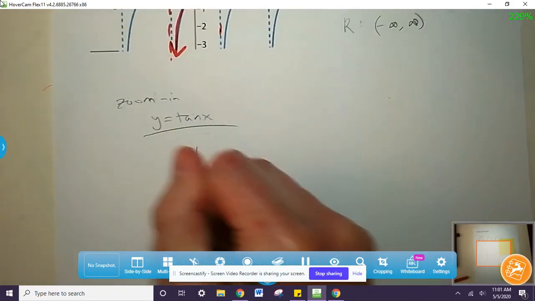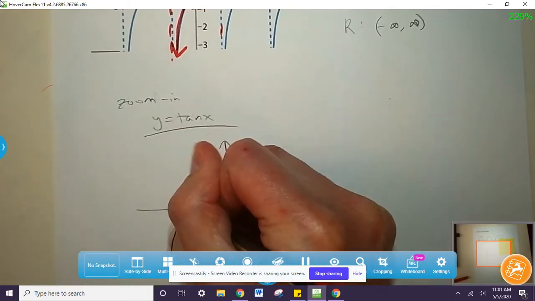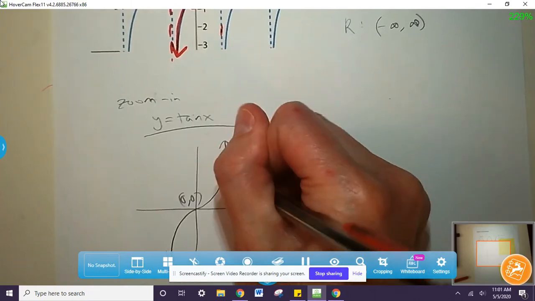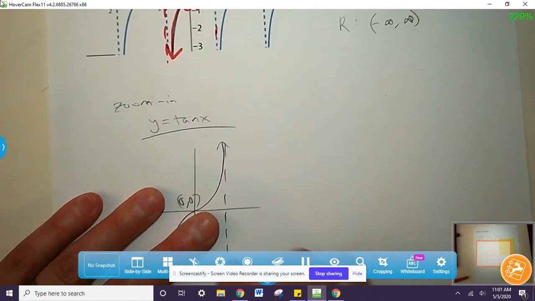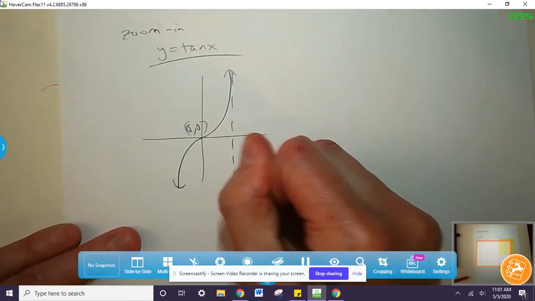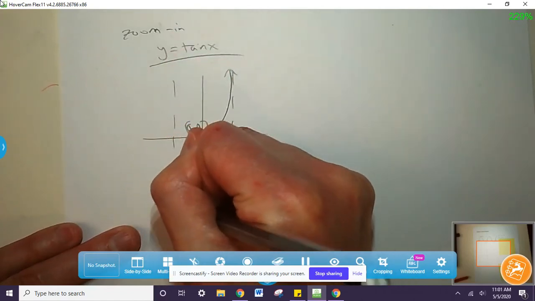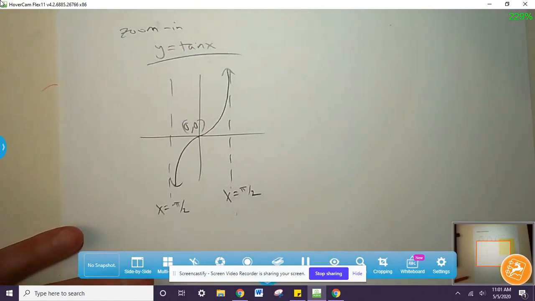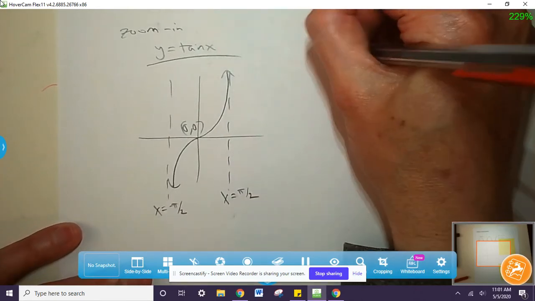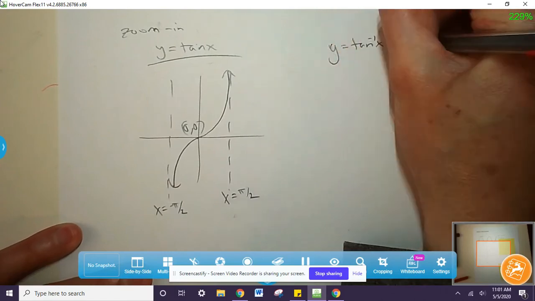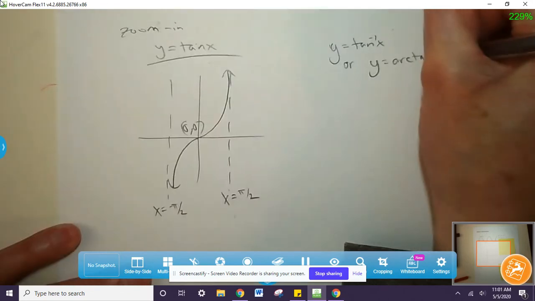And the piece of tangent we're looking at looks like this. It goes through (0, 0), has a vertical asymptote at x equals pi over 2, and another vertical asymptote at x equals negative pi over 2. And if we want to find the inverse, which is tan inverse or arctan, we're going to switch the domain and range.